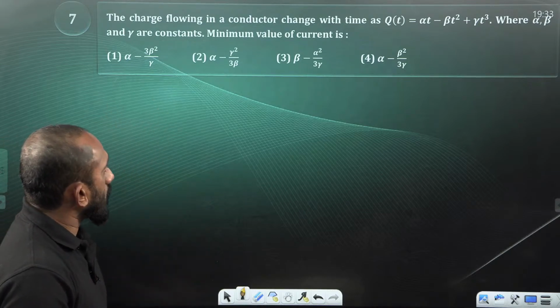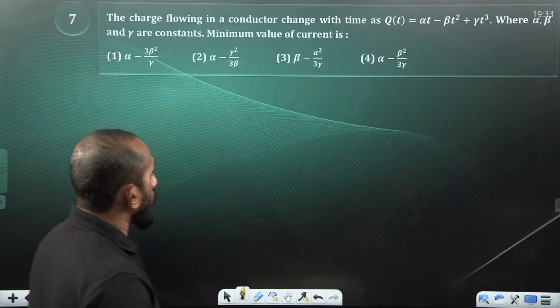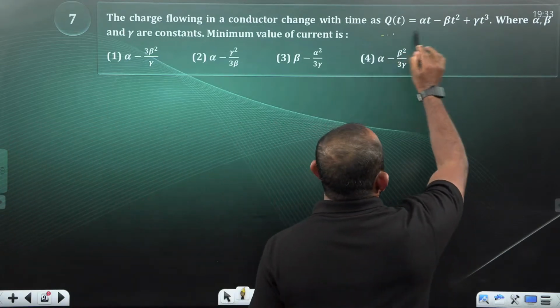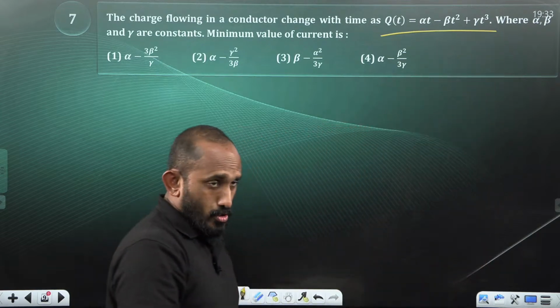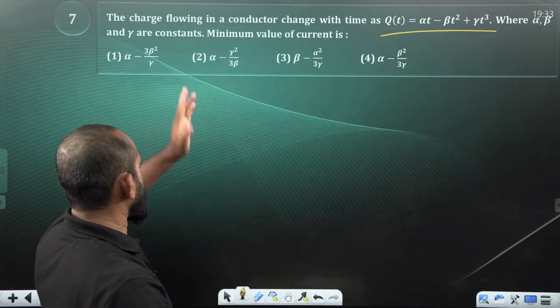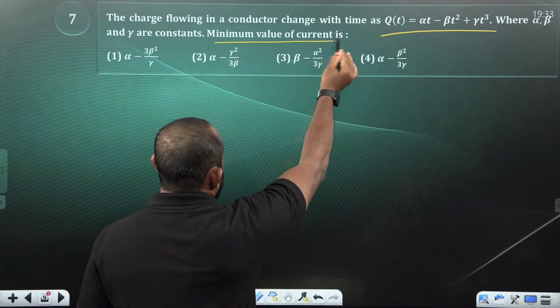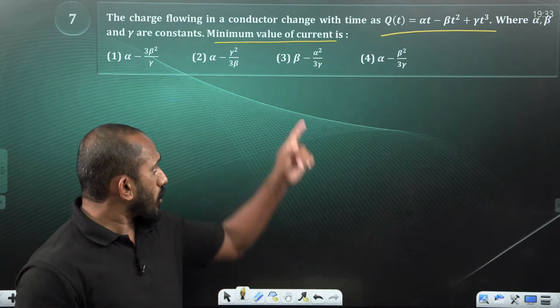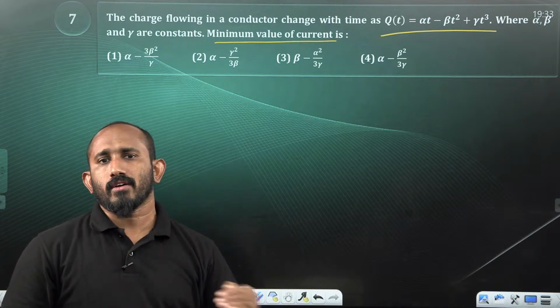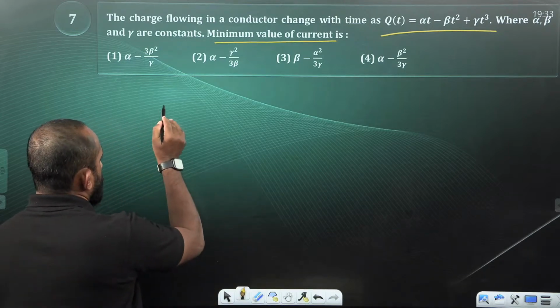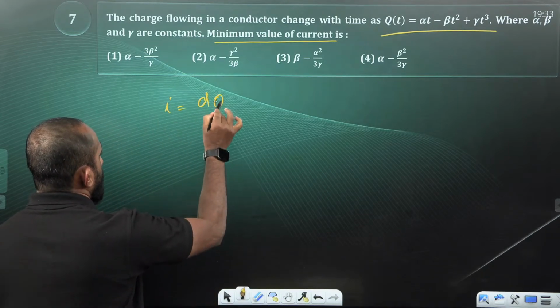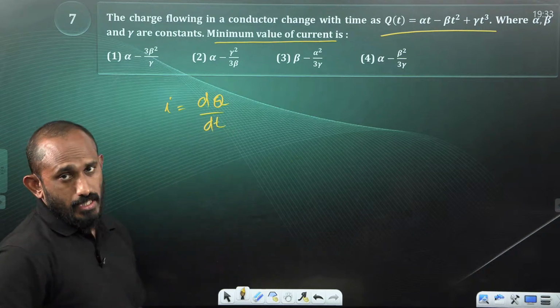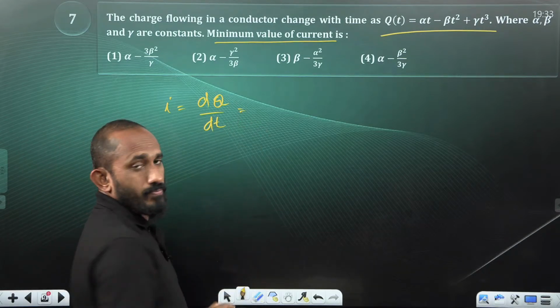The charge flowing in a conductor changes with time as Q is equal to alpha T minus beta T square plus gamma T cube, where alpha, beta, gamma are constants. Minimum value of current is. Just one degree level higher only, not that much. So Q is given, and I is dQ by dt, that is current. You have to find I.